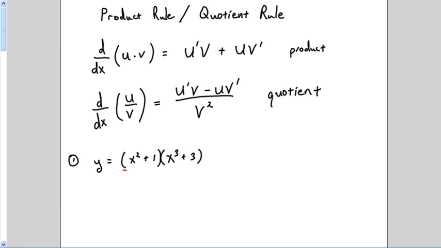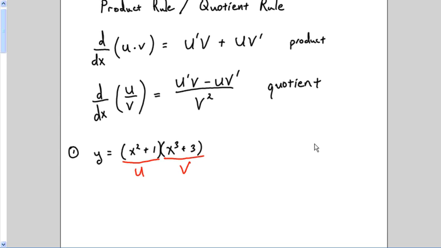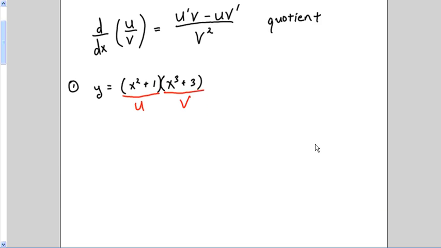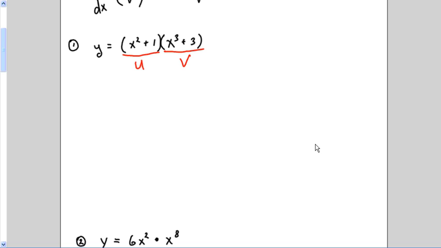When we look down here in this problem, I've got two functions multiplying times each other. I'm going to call the first function u and the second function v. According to the formula, I need to know the derivative of u and the derivative of v. So let's go down here and see if we can do that.